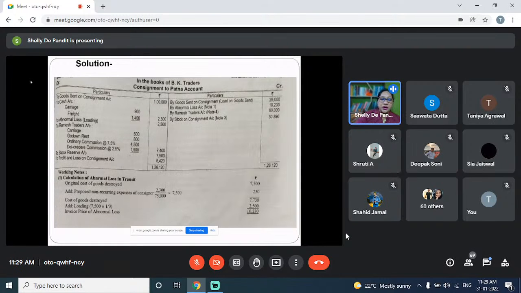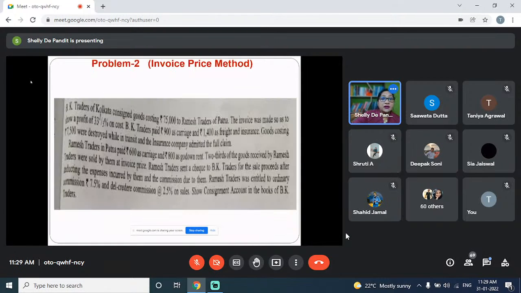But remember, the goods were sent by adding up a profit, right? That means goods are sent at a pro forma invoice price. The pro forma invoice price is nothing but some inflated price, and it has been charged on cost.